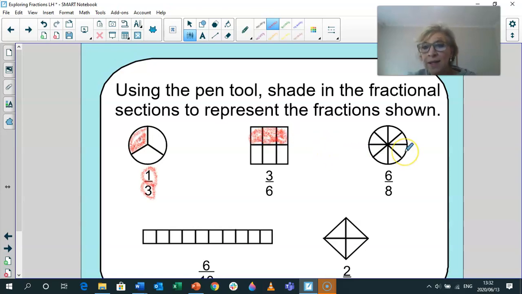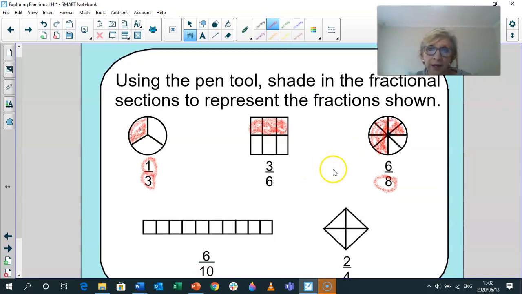Right, this one says there are 8 equal parts. My denominator tells me that. I must only color in 6 of them. 6/8. So I've done 6/8, which is the same as 3/4. Right, so you're starting to learn all sorts of different things here.